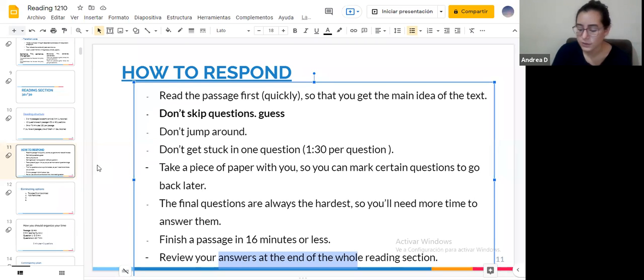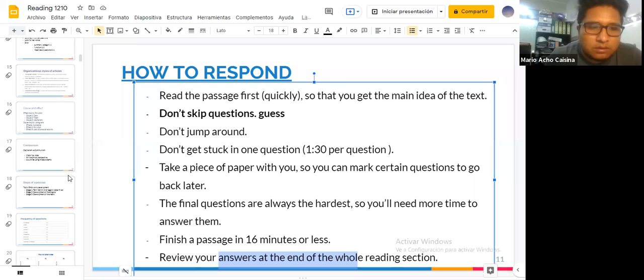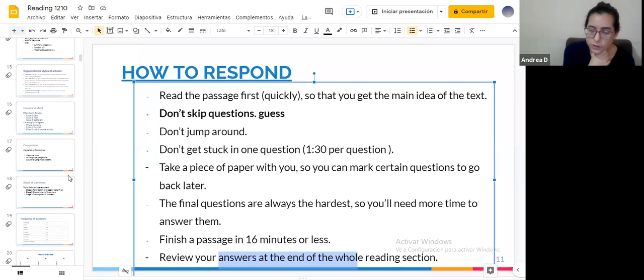I don't know if you have any questions about this or about the way it works. Excuse me. Yes? In the reading section, is it possible to see the passages and at the same time the questions? Yes, it is. So you won't have to take notes or anything. You can read and answer at the same time. Okay. Any other question?